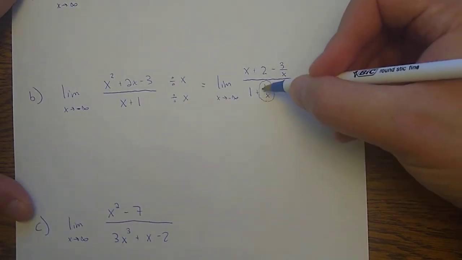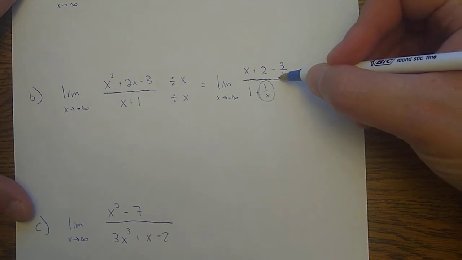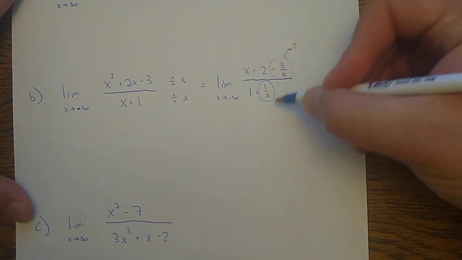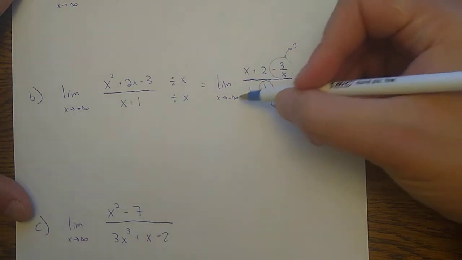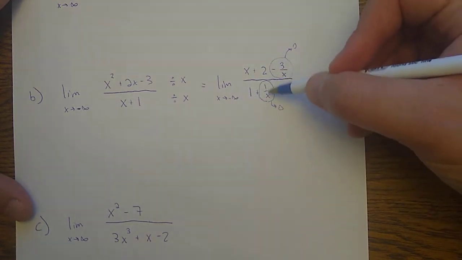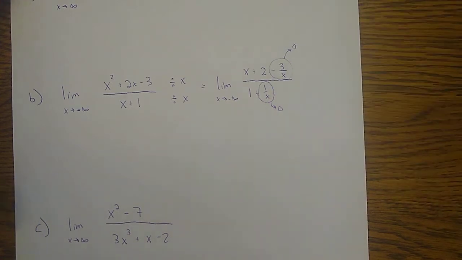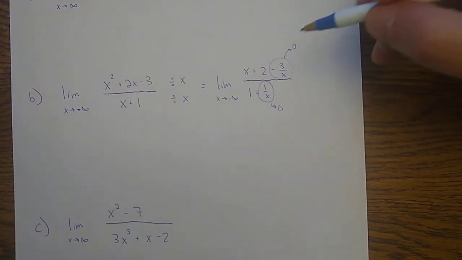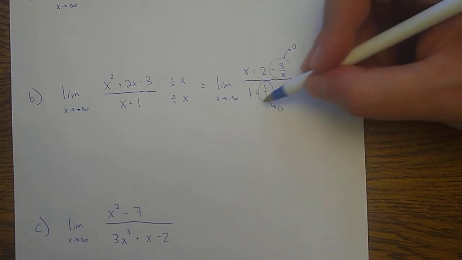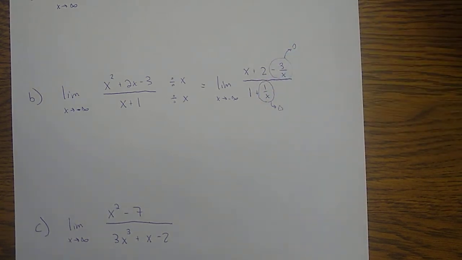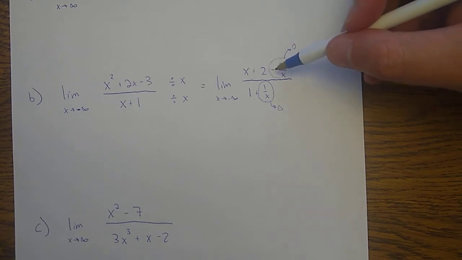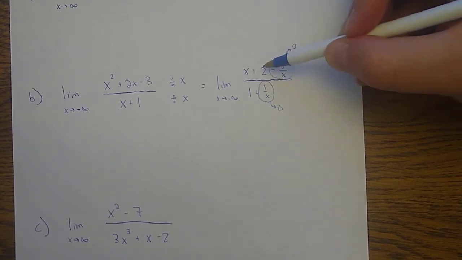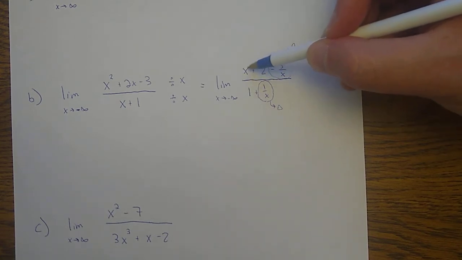Again, 1 over x is going to 0. 3 over x is also going to 0, because x is going to negative infinity. If I do 1 over negative a million, that's just a tiny negative number, so that hardly matters. So the bottom is just going to 1. Then what's really happening on the top is I've got this, which hardly matters, and then I've got 2, and then I'm adding this x.